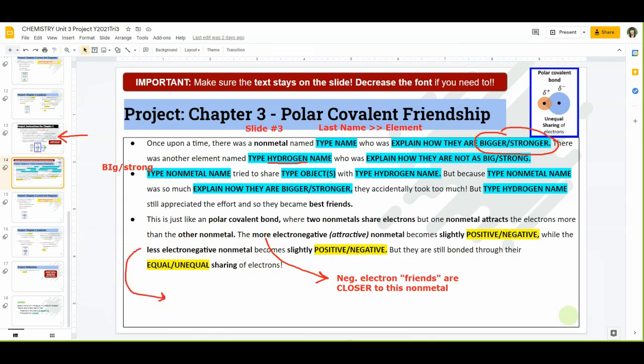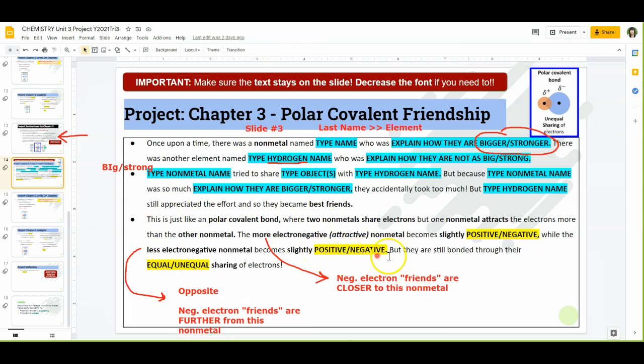This one should be the opposite, right? Because this time the negative electron friends are further from this nonmetal. Okay, so think about yourself. If your negative friends are further away from you, do you become more positive or negative?